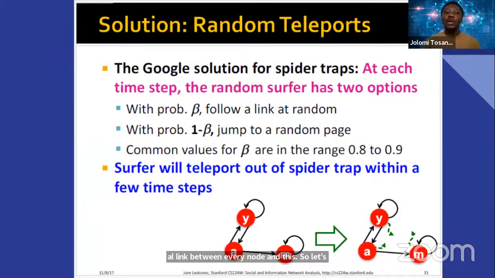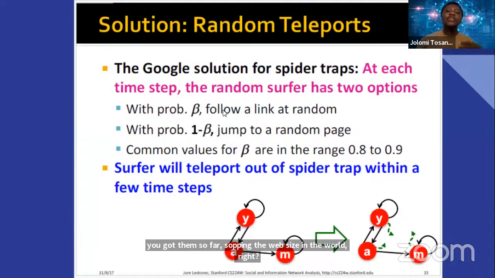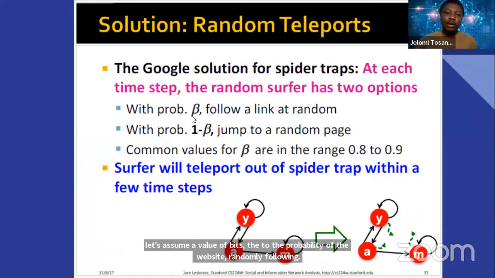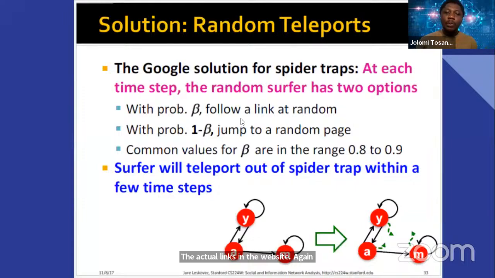Every website can reach any other website with a probability of 1 minus beta. If the random surfer is surfing the websites in the world, let's assume beta is the probability of following the actual links on the website. Then 1 minus beta is the probability of jumping. So if the random surfer follows from A to Y, and Y to A, and then goes to B, it has two options.